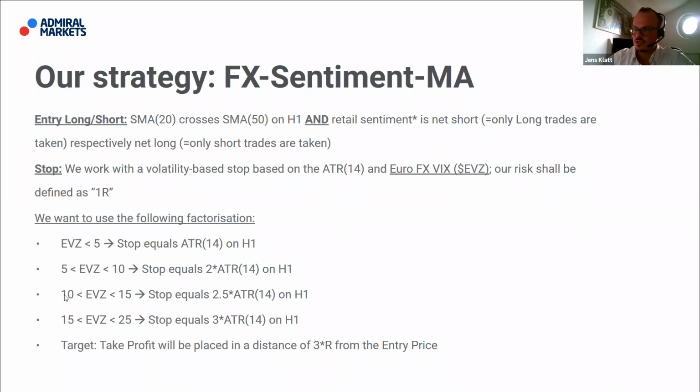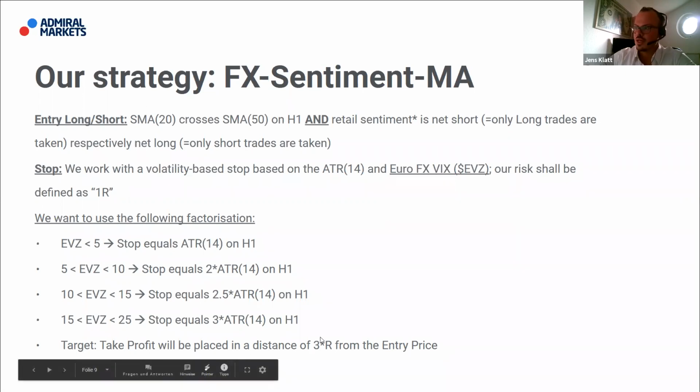Once the EVZ trades bigger 10, we would multiply it with 2.5, and so on and so forth. So in this case here, currently we multiply the ATR with 2, while the take profit level here was then placed in a distance of 3R from the entry price.